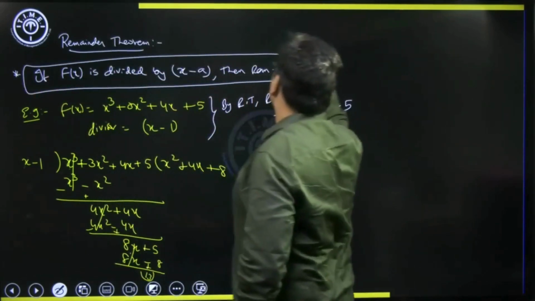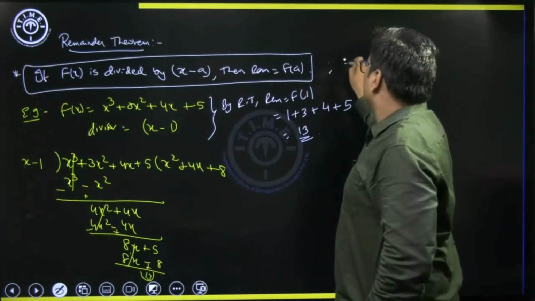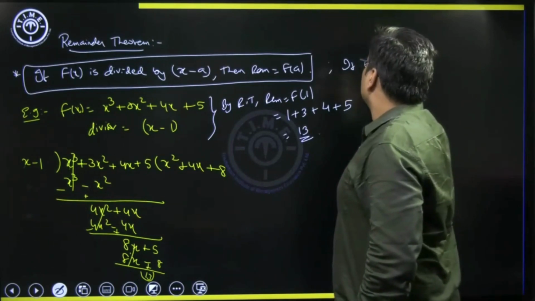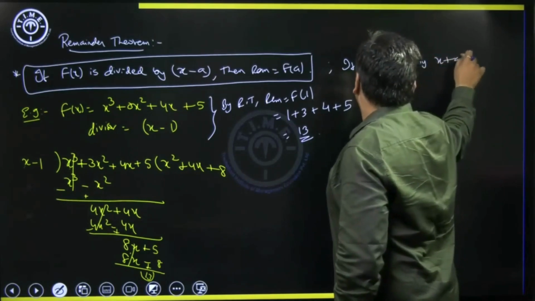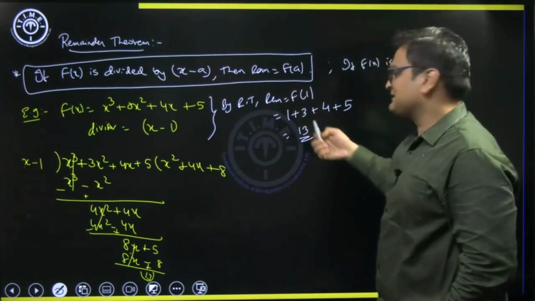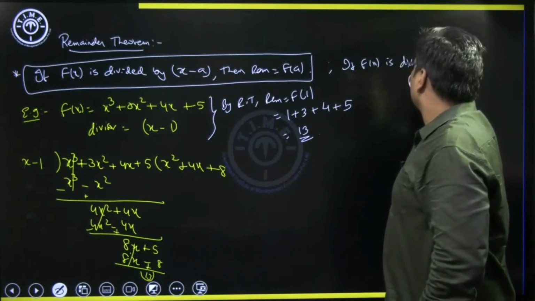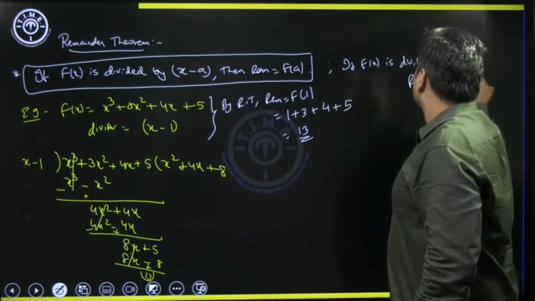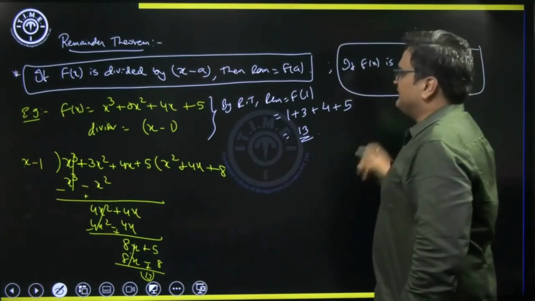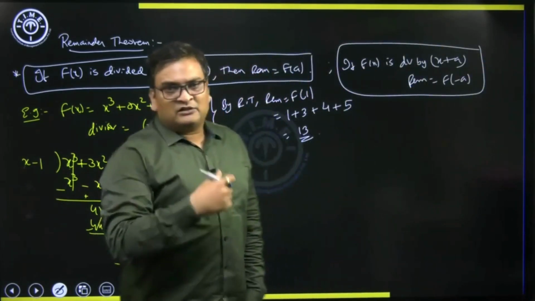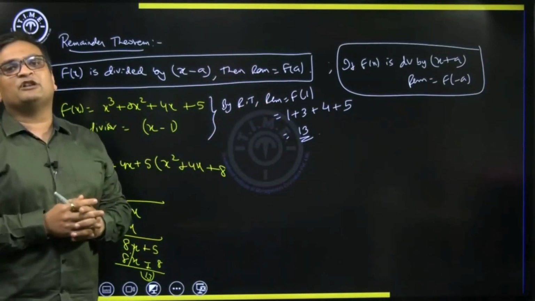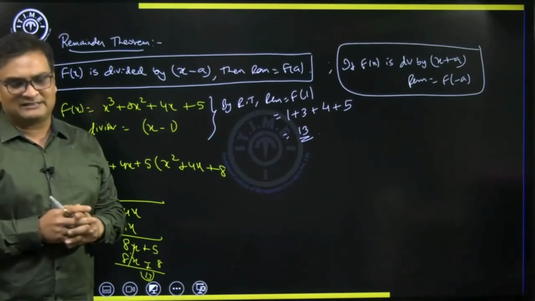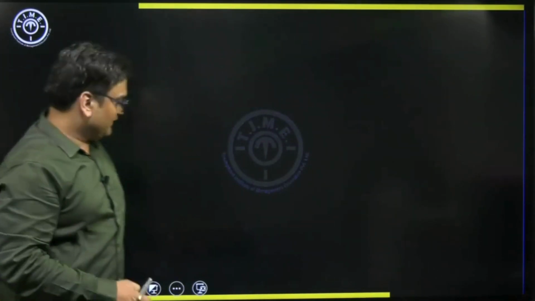Now, one variation of this: if f of x is divided by x plus a, instead of x minus a, then the remainder will be f of minus a. This statement can be used in our problems involving calculations of remainders in the following manner. Observe, look at the following questions.